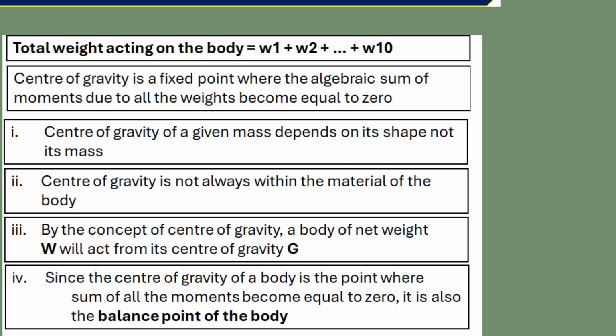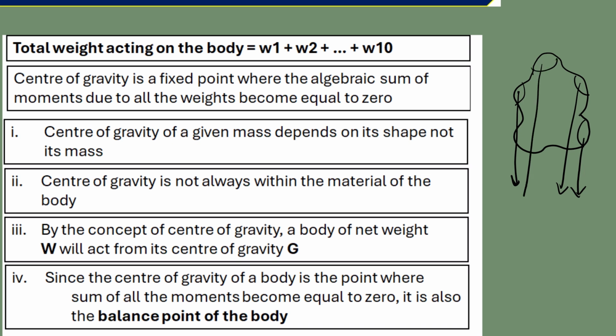Now let us look at some properties. So children, whatever we have discussed, let us see once again what is center of gravity. Whenever we look at a body, let's say this is any kind of shape. So some weights will act from here because this is an irregular shape. So something will try to pull it down from here. Some weight will try to pull it down like this. Some will try to pull it down like this.